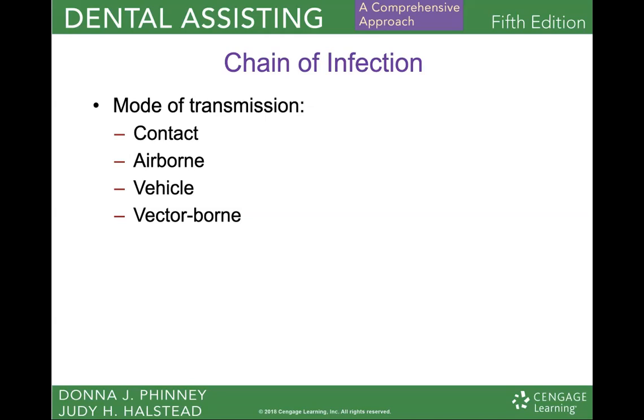diseases. Airborne transmission occurs through contact with droplets or dust particles contaminated with an infectious agent. Vehicle transmission occurs through contact with an inanimate object that carries an infectious agent, such as contaminated drinking water. And vector-borne transmission occurs through contact with an infectious organism, such as a mosquito.